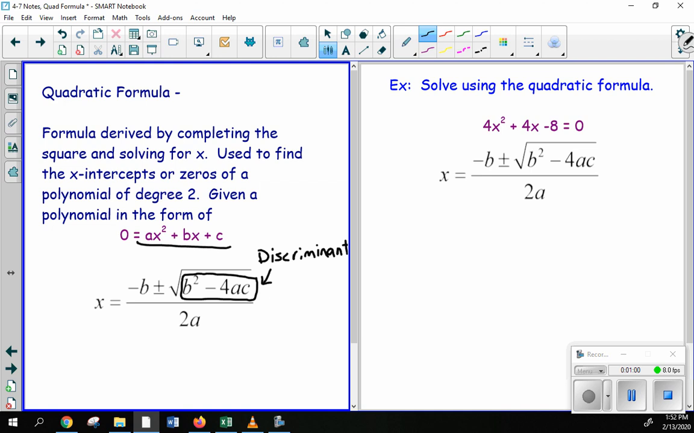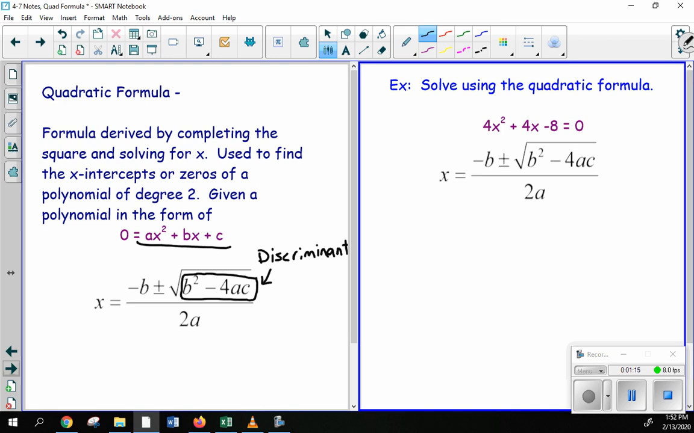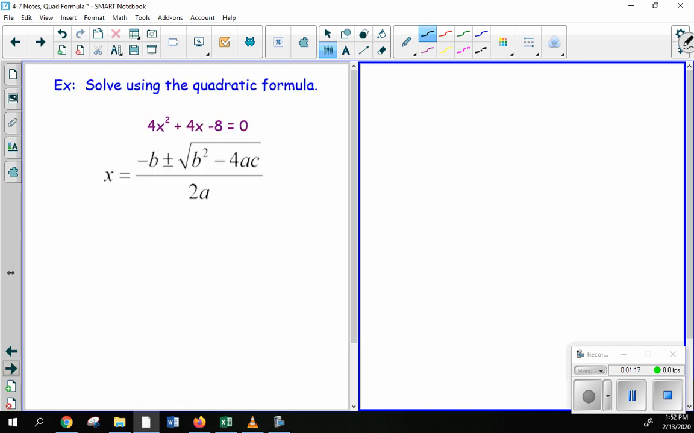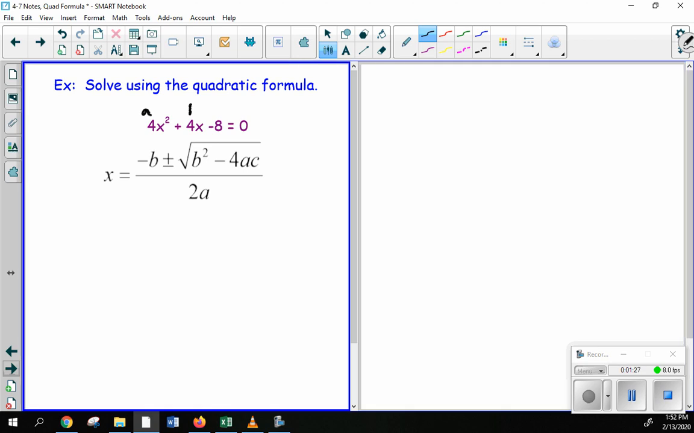Okay, so since you know how to do that part, the rest of it you're just adding a little bit extra. So let's go ahead and do an example. So I have 4x squared plus 4x minus 8 equals 0. Identify your a, b, and c. A is 4, b is 4, and c is negative 8.